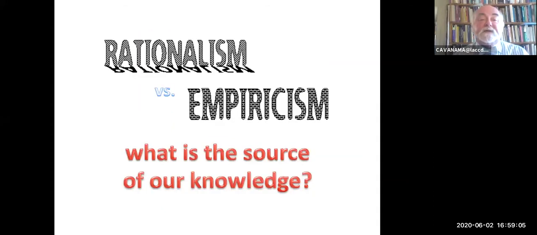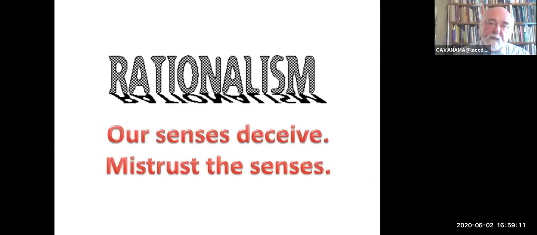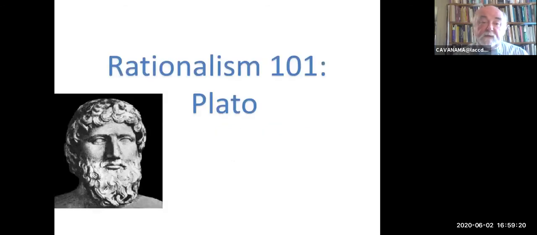Rationalism versus empiricism. What is the source of our knowledge? That's the question. Let's start with rationalism first. The core insight of rationalism is that our senses deceive us. Therefore, we need to mistrust the senses. They're not a reliable source of information at all. Plato is the first poster boy for rationalism.